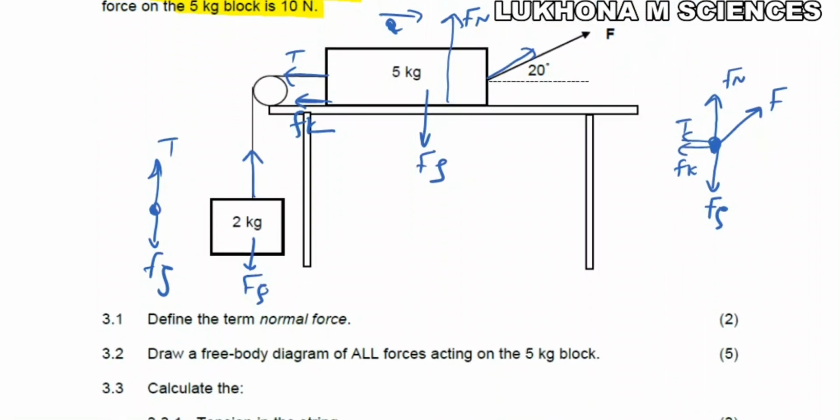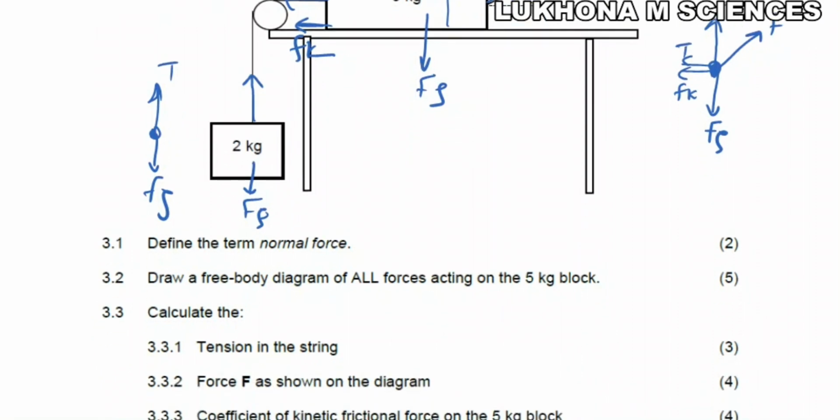Let's go to the questions again. The first question is define the term normal force. The normal force is defined as a perpendicular force that is exerted by a surface on an object in contact with it. Then we have the following question. Draw the labeled free body diagram. Draw a free body diagram of all forces acting on an object. So we are going to label it.